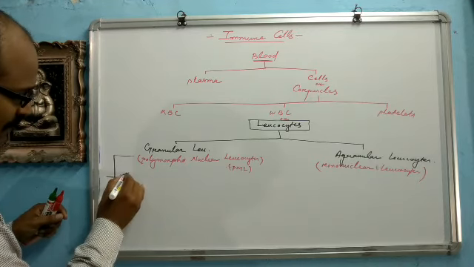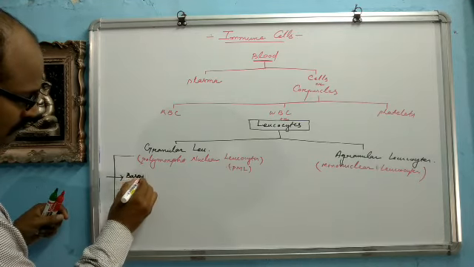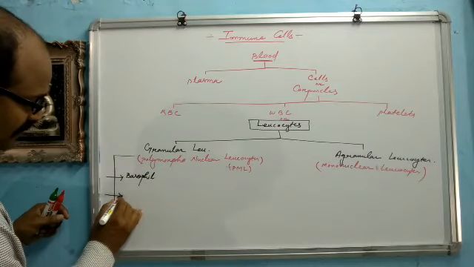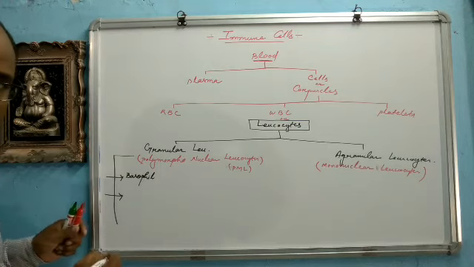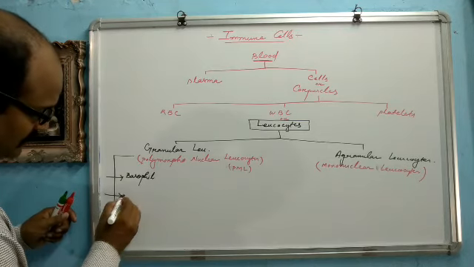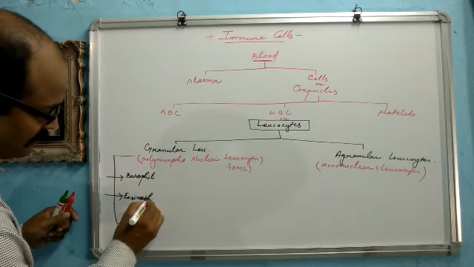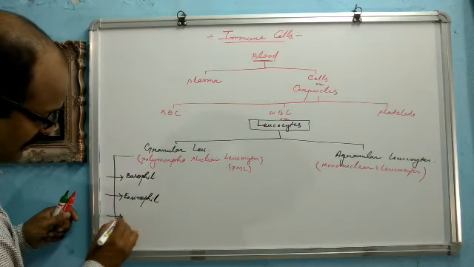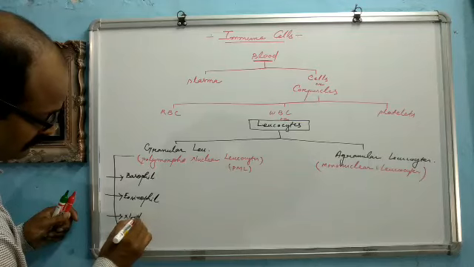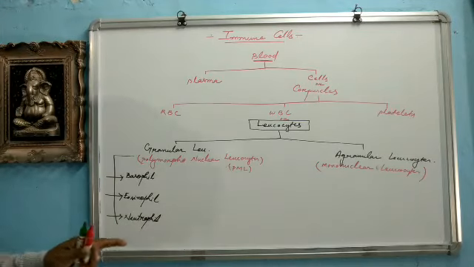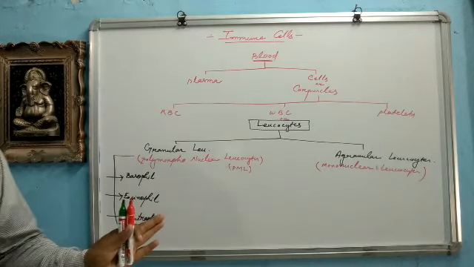On the basis of their staining behavior, they are classified into three: basophil, eosinophil, and neutrophil.